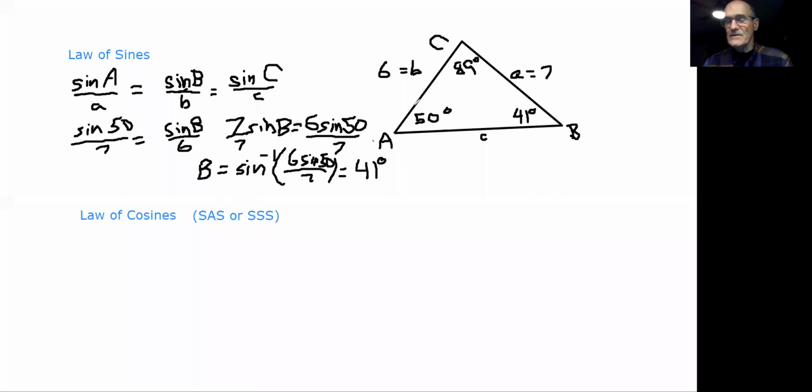So if we go back and look at the side angle side situation, let's clear up a few of these things up here. If I have my 50, I'm going to get rid of this right here, and this right here. And I'm going to come down here and say, okay, let's say C equals 8.